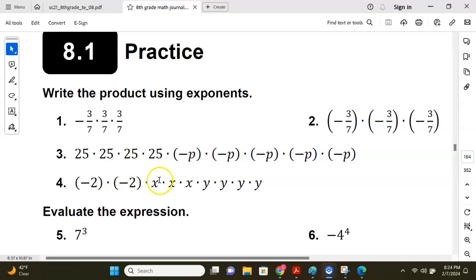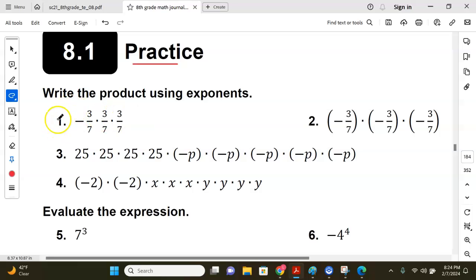Alright guys, here is the work and the answers to your homework assignment lesson 8.1, the practice worksheets. Okay, so I'm going to try my best to run through all these within 15 minutes.